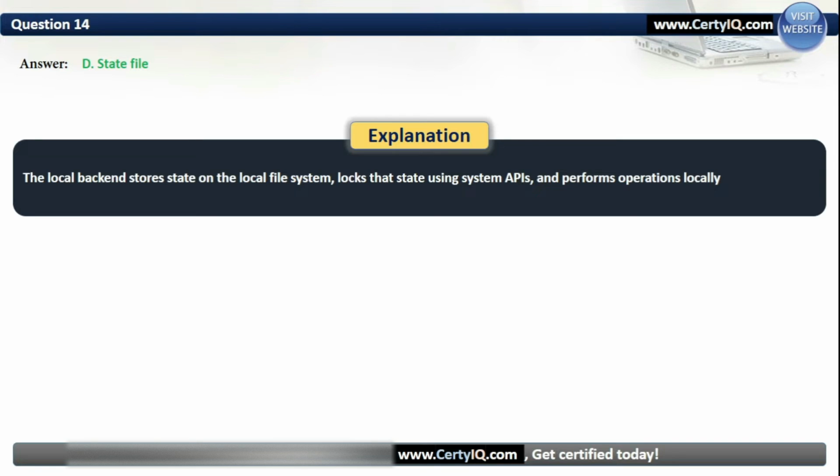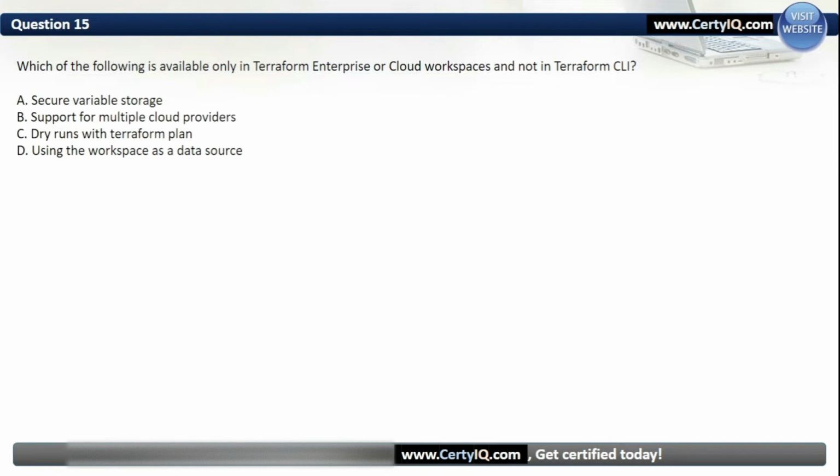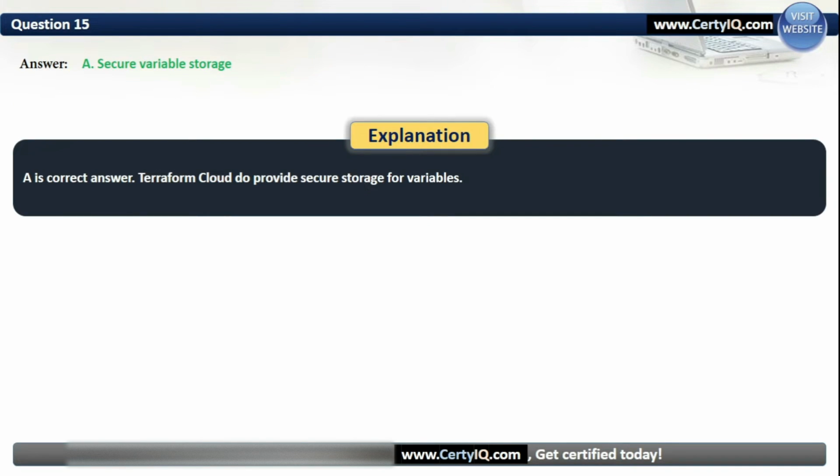Question 15. Which of the following is available only in Terraform Enterprise or Cloud workspace and not in Terraform CLI? Our options are A. Secure variable storage, B. Support for multiple cloud providers, C. Dry runs with terraform plan, or D. Using the workspace as a data source. The correct option is A. Secure variable storage. A is the correct answer. Terraform Cloud does provide secure storage for variables.